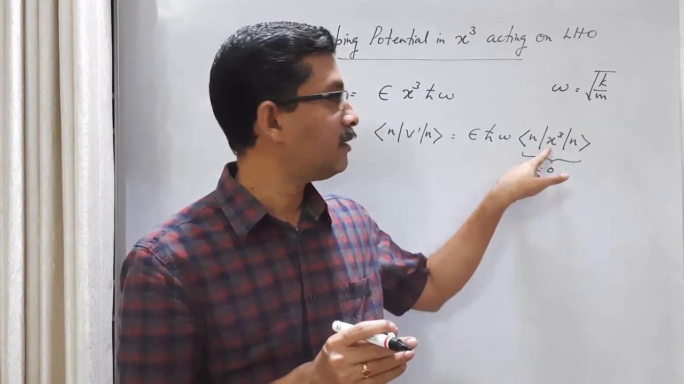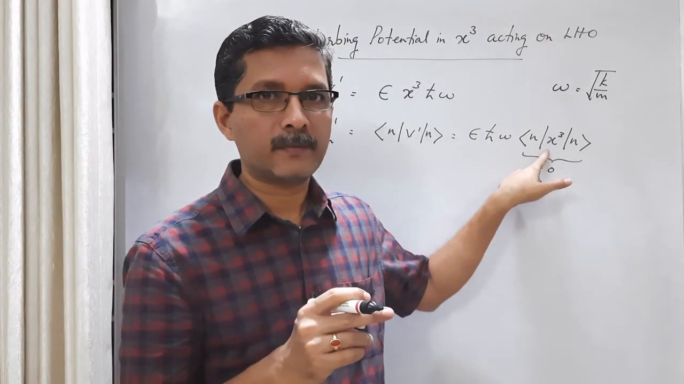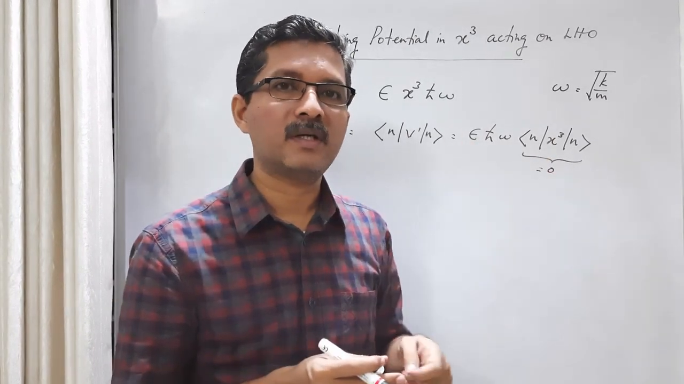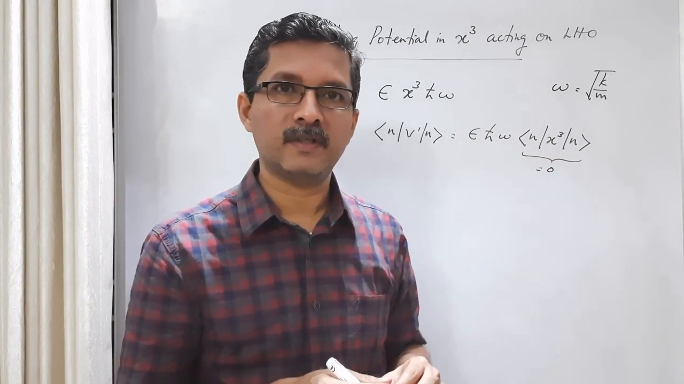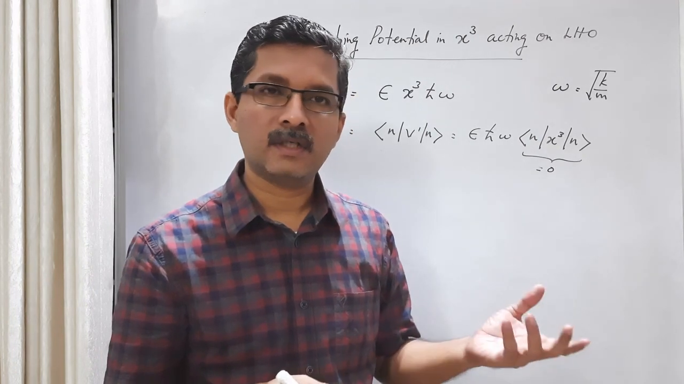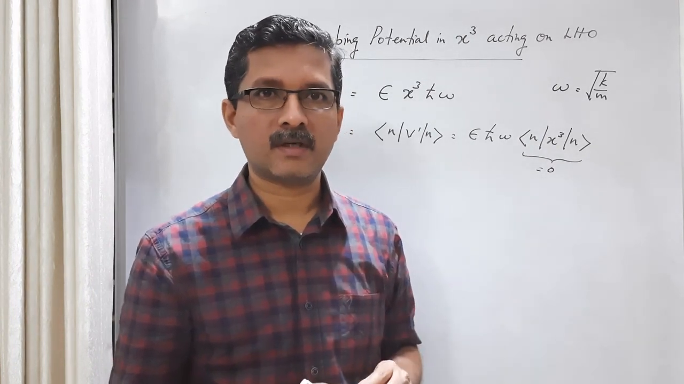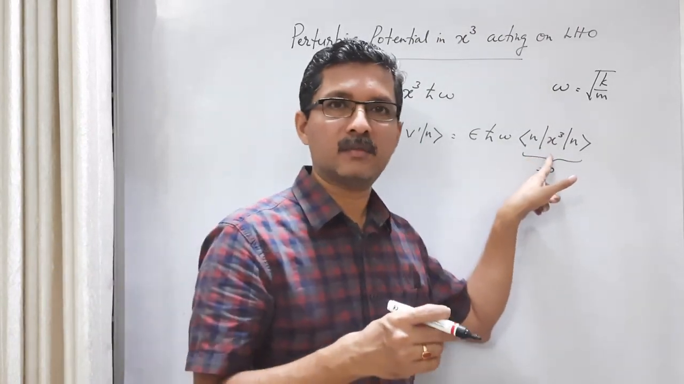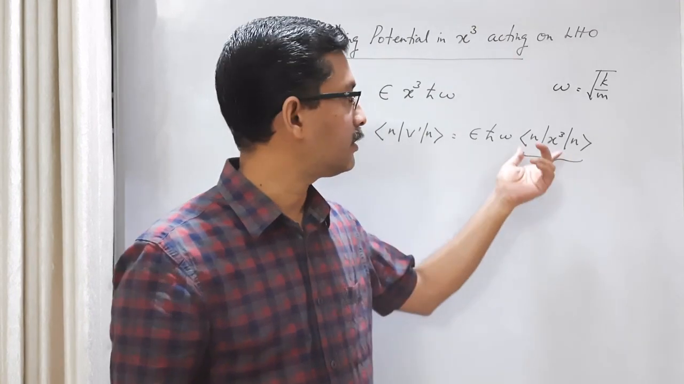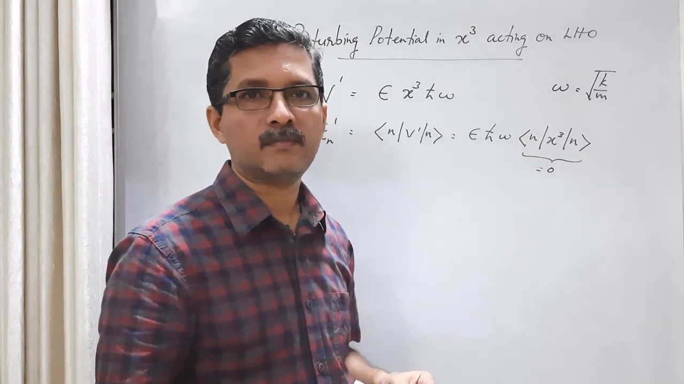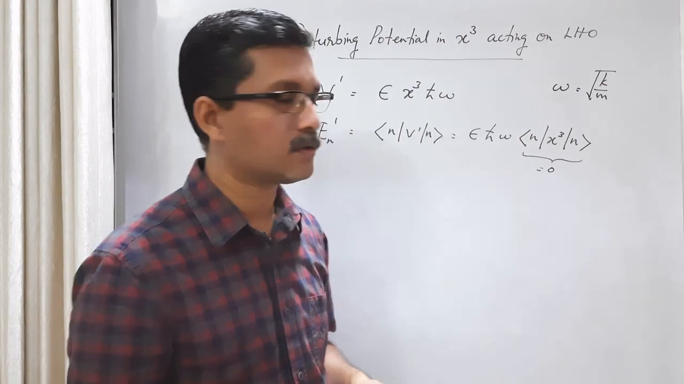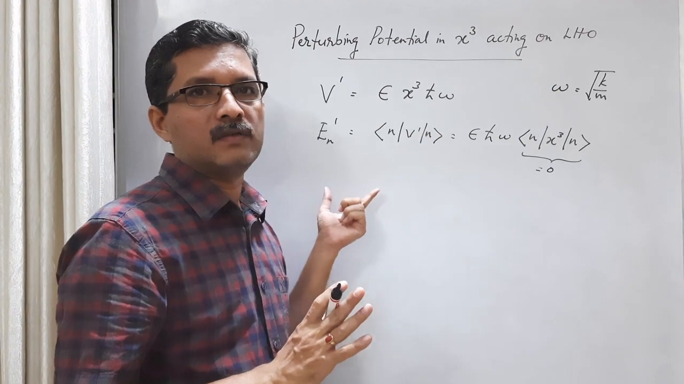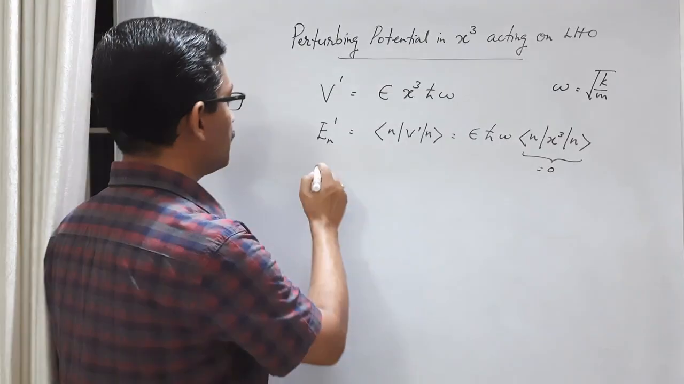Then what is remaining in that integral is x cube, or any odd power of x, which is an odd function, and you are integrating between symmetric limits from minus infinity to plus infinity. So it is like the integral of an odd function within symmetric limits, always 0. You can also check this by rewriting x in terms of a and a dagger, and you can easily show that that matrix element or that expectation value will be 0. So for all odd powers of x, the first order correction energy will be 0. We have to go to the second order correction.